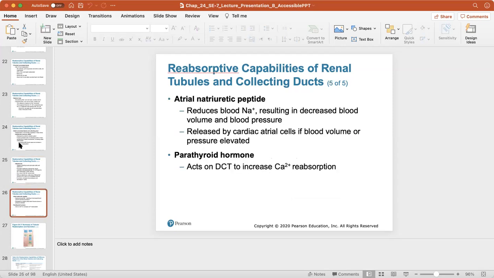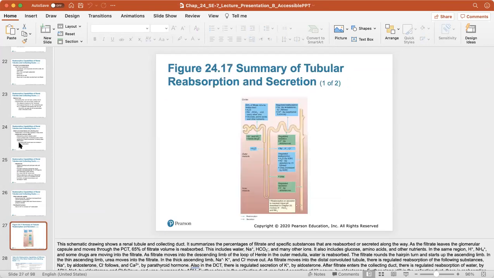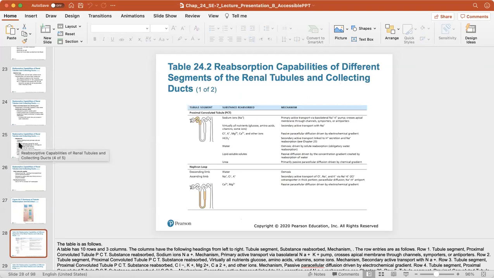Then we have atrial natriuretic peptide. It's released by your cardiac cells if your blood volume or pressure is elevated. It reduces blood sodium, resulting in decreased blood volume and blood pressure. And then we have parathyroid hormone, which acts on the distal convoluted tubule to increase calcium reabsorption. So here's a summary of the tubular reabsorption and secretion and the different substances that are absorbed and secreted throughout the tubular system. Here's another good summary of the tubule segment, the substances reabsorbed, and the mechanism.